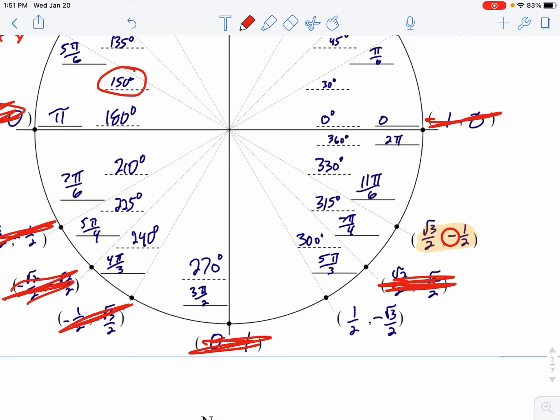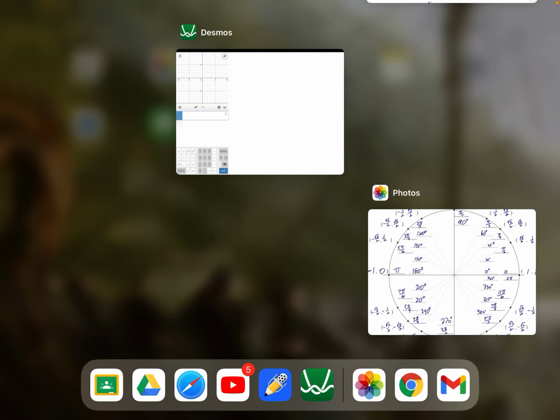This one, if we were to take the time, oh, my app crashed. Give me a second to reload it. I lost the ability to work.